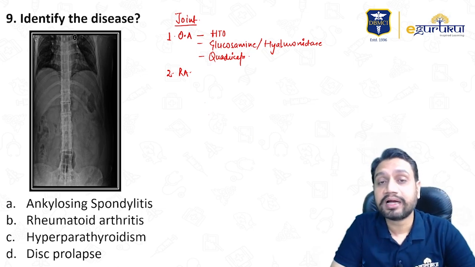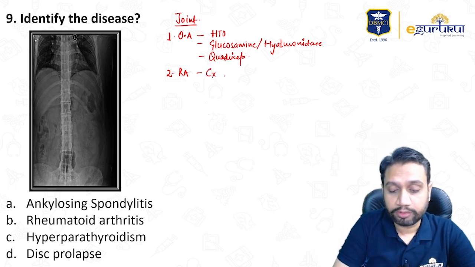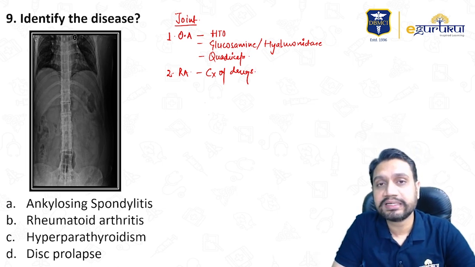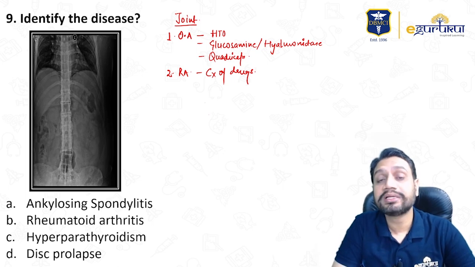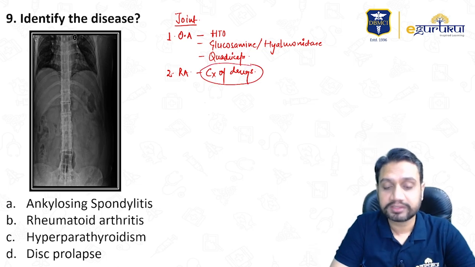In the treatment part, I want you to remember the complications of all the drugs related to rheumatoid arthritis, including methotrexate, hydroxychloroquine, sulfasalazine, and all the other biologicals. Please do remember the complications of the drugs.